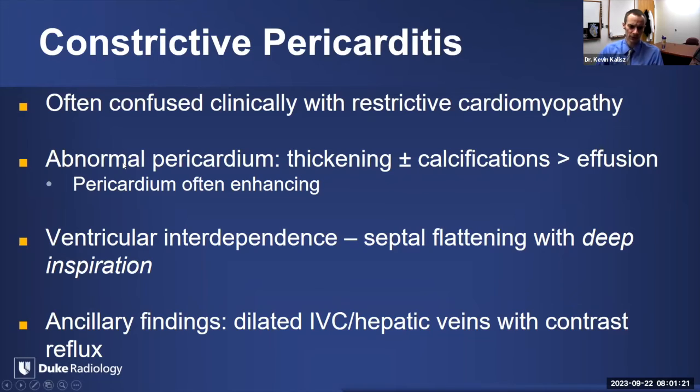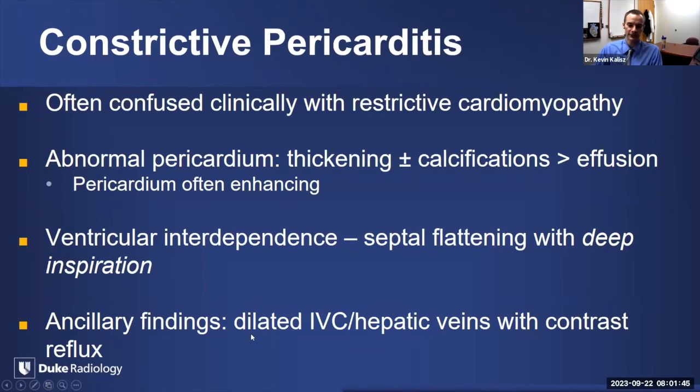So you usually have an abnormal pericardium with thickening, especially if you have calcifications, that really makes your pericardium rigid, plus or minus an effusion. If you give contrast, the pericardium really does avidly enhance, and the role of MR here is to get a good look at the physiology and this idea of ventricular interdependence. What you're looking for is septal flattening with that deep inspiratory maneuver.